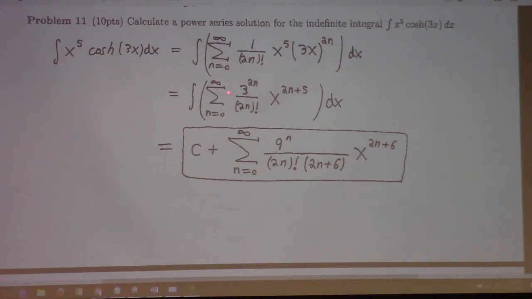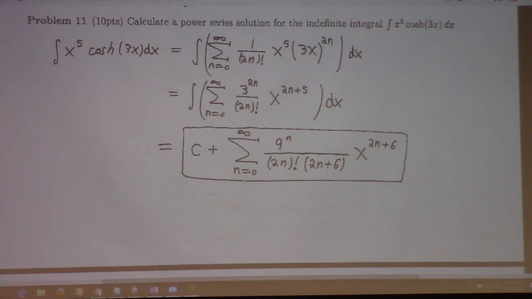Sometimes you guys try to integrate this and integrate that separately, ignoring the fact that the 3 is inside there. Don't do that. You've got to change it to a power series and then do the integration. Anything else goes badly. All right, the theorem is for integration of a power series. Make it a power series before you do the integration. But there's a power series, now I integrate. So that goes to 2n plus 6. We divide by 2n plus 6. And I just clean that up. That 3 to the 2n is 9 to the n, right? And then the 2n factorial remains, and there you go.